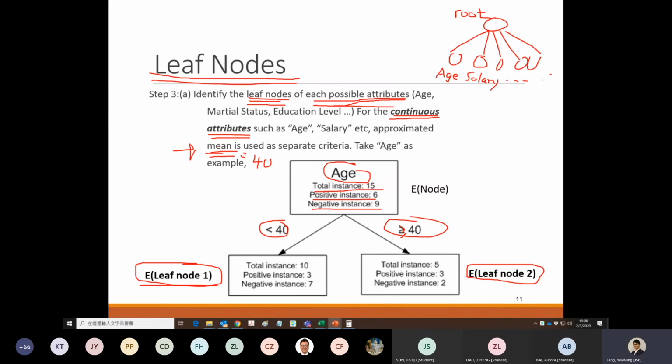You may think, can we divide them not based on the mean value? For example, can we divide them at 38?